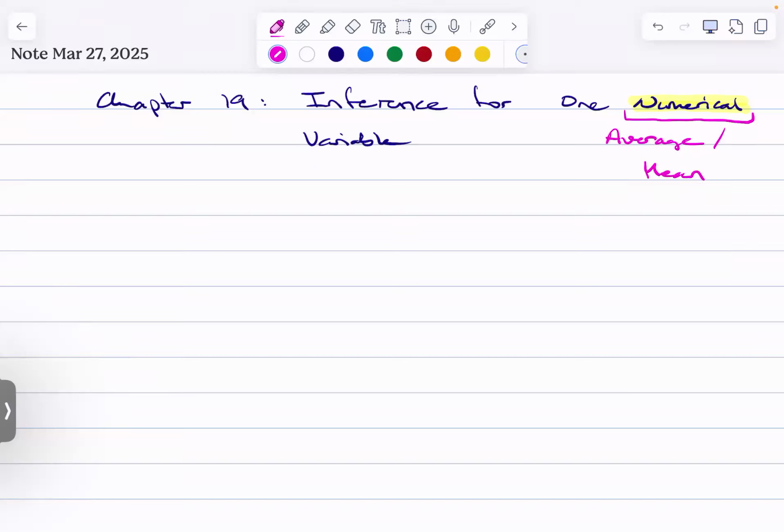I use them interchangeably, and there's no rhyme or reason. It's just whatever I think sounds better in the moment. So feel free to do the same. They mean the same thing.